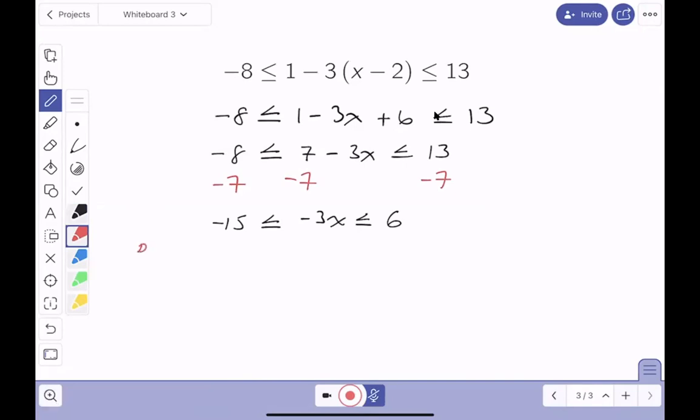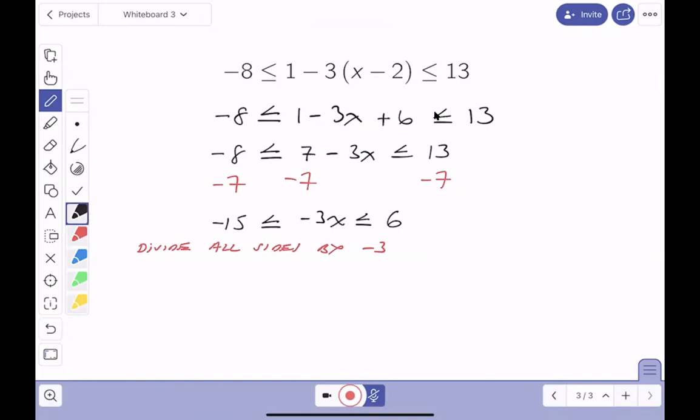I'm going to divide all sides, I don't say both because there's 3 sides, by the way, by minus 3. Now, why is that? It's the numerical coefficient of the variable, and I want that variable alone. Here's the problem though. If you divide or multiply by negative numbers, the direction of the inequality changes. So let's do one thing at a time.